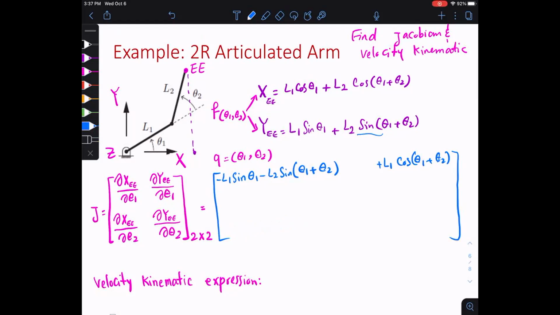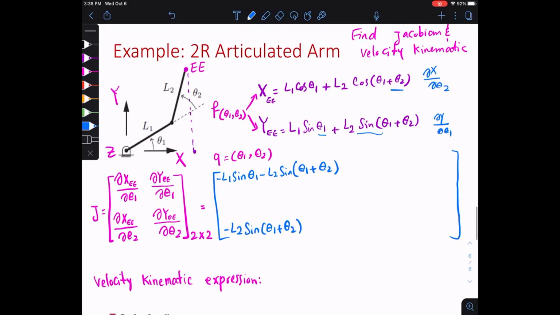So we're getting x with respect to theta 2 here. So that's the only theta 2. So it's negative L2 sine of theta 1 plus theta 2, right? And then this one is y with respect to theta 1. So you have theta 1 here. So it is L1 cosine of theta 1 plus L2 cosine of theta 1 plus theta 2.